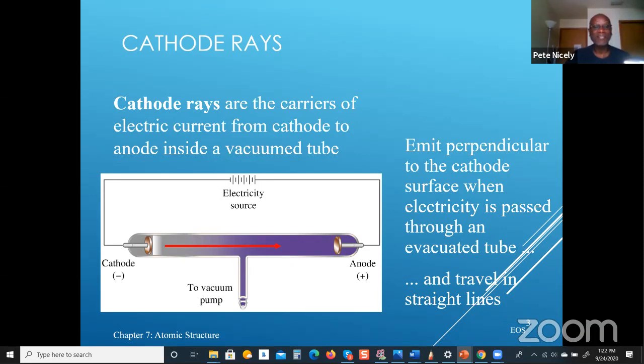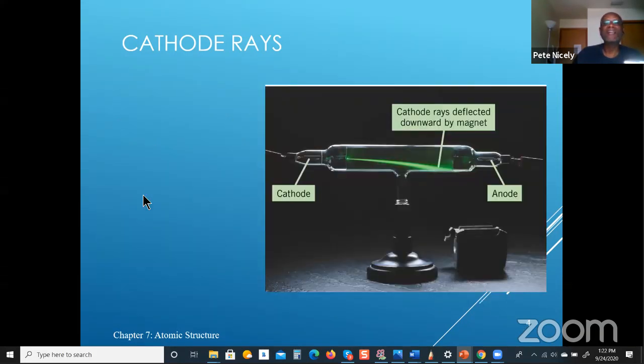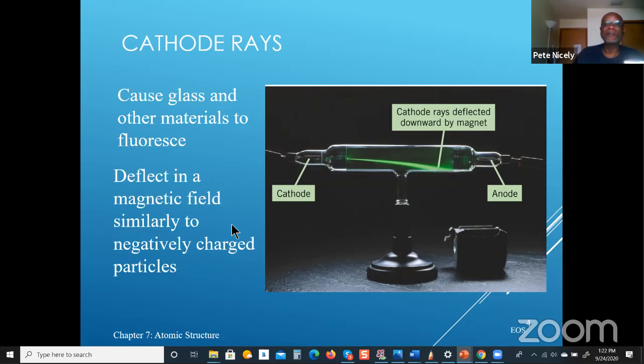And these particles have certain properties. For one, obviously, these particles will be negatively charged because they're leaving something which is negatively charged, which is a cathode, and being attracted to the electrode, which is positively charged. They also travel in straight lines, and they also can be deflected by a magnetic field or an electric field.